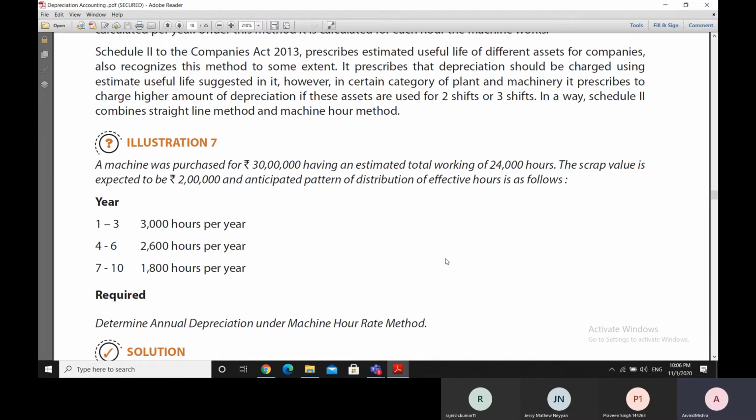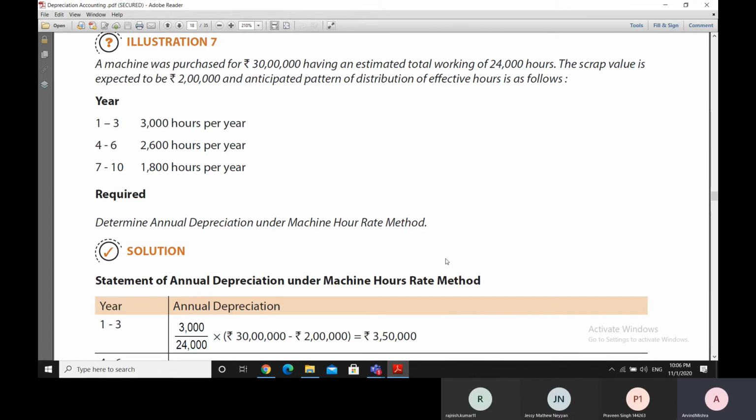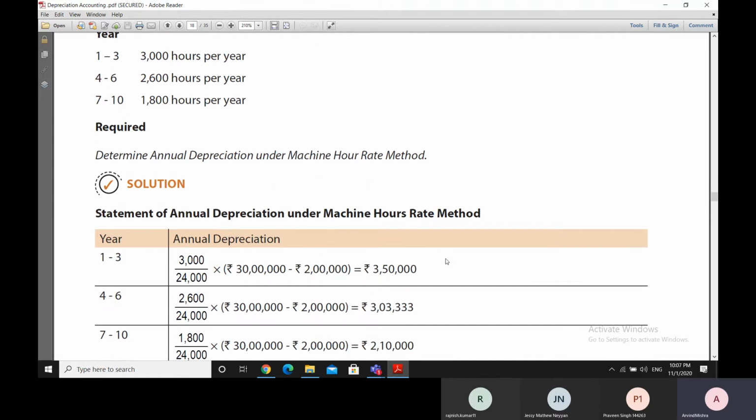And thereafter, from the 4th to the 6th year, next 3 years, the machine would be able to work for 2,600 hours per year. And from 7th to 10th year, this machine would be able to work for 1,800 hours per year. Now we have to calculate the annual depreciation under the machine hour rate method. So how do we calculate the depreciation under machine hours rate method?